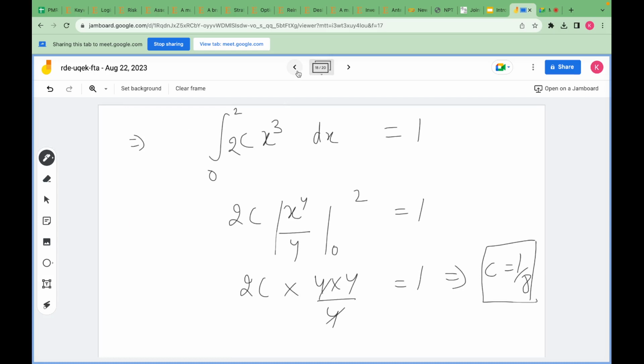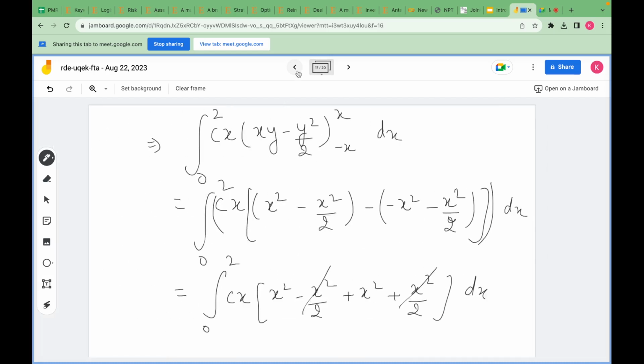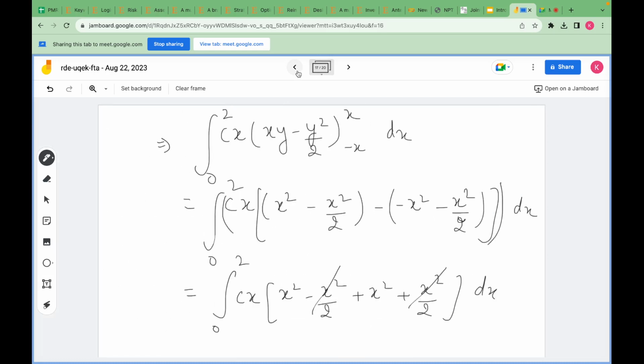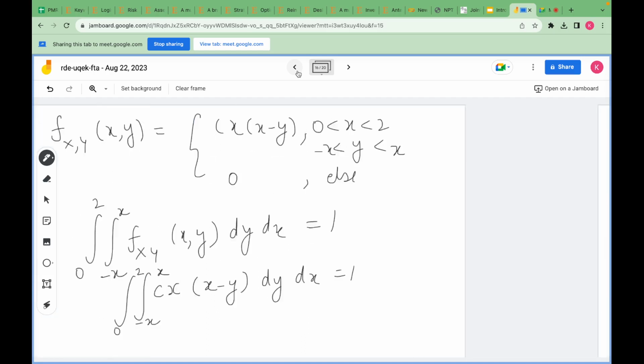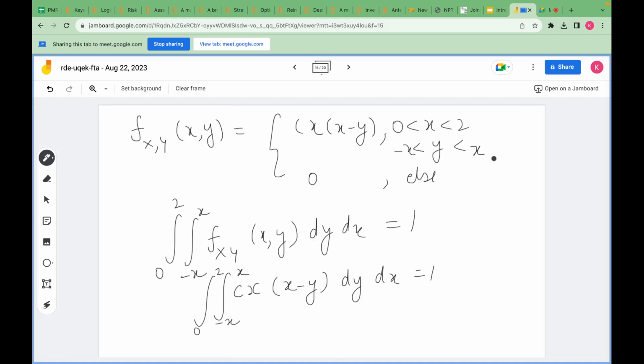Excuse me, regarding the previous answer, is it necessary to integrate y first and then x? Is there any order for that? No, here y is varying from minus x to x, that's why I integrated y first. Or you can do it otherwise as well. Here x is up to 2, so y will vary from minus 2 to 2. So you can first integrate x and then integrate y with its limits. Yeah, that will also work. Okay.